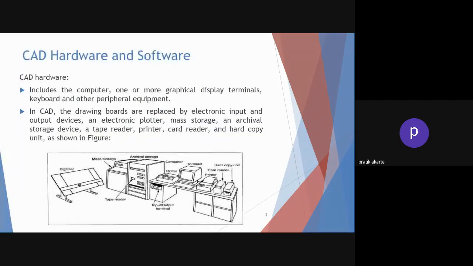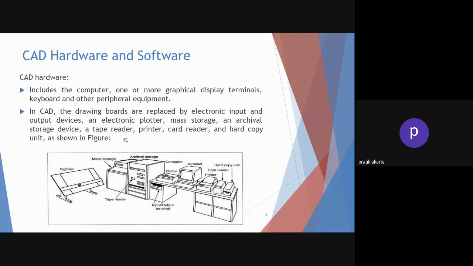So basically, CAD is computer-aided design. Most of the people misinterpret it as computer-aided drafting. But computer-aided drafting is a part of computer-aided design. So CAD is a very broader term, and computer-aided drafting is a part of your CAD. Drafting means only drawing something by making use of computers.